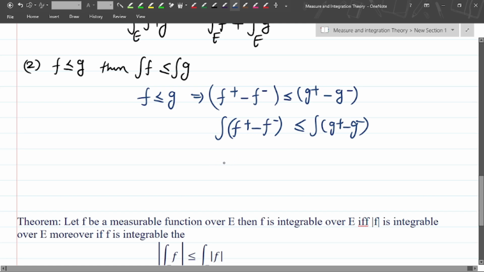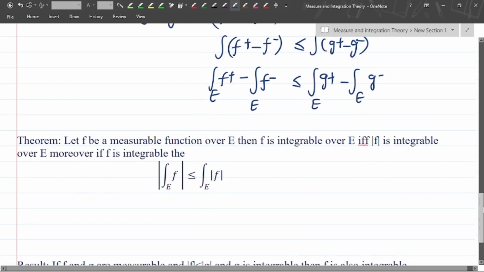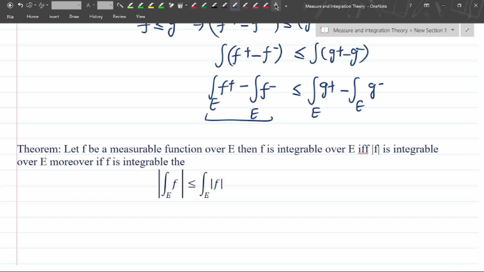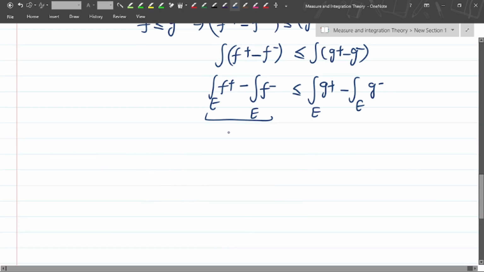If we separate it, the integral of f plus over E minus the integral of f minus over E is less than or equal to the integral of g plus over E minus the integral of g minus over E. After integrating, it is basically the integration of f over E and the integration of g over E. This is the result, so it is proved.